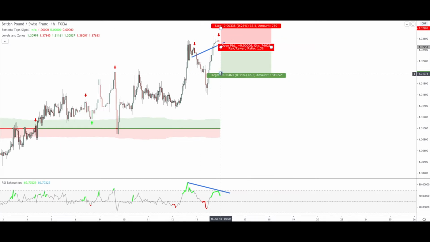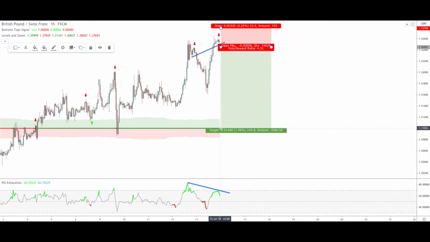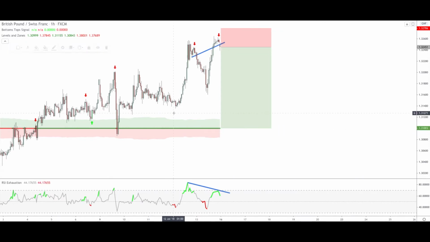The target instead is going to be all the way down here. So it's going to be this support down here. This is because when you have this kind of levels which are given by the levels and zones, this is a support, and then previously it was a resistance since it was red.